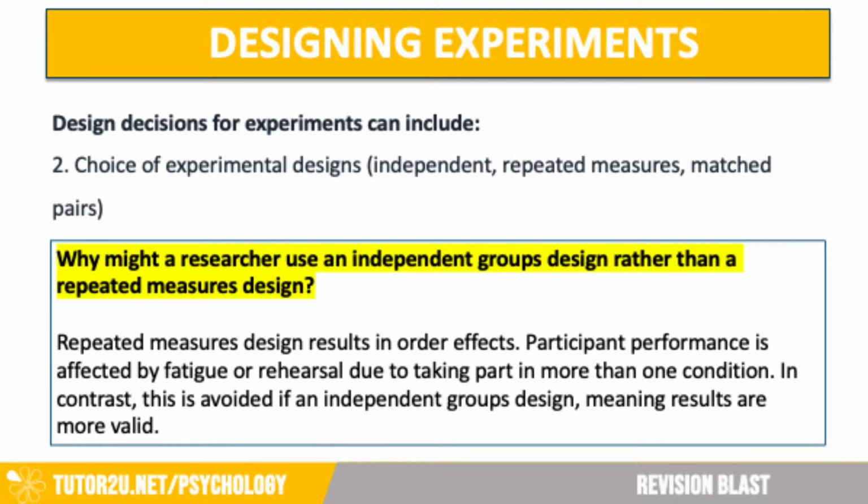You're absolutely right. So order effects obviously occur in a repeated measures design because all the participants are doing all of the conditions. So we have said the same thing. Repeated measures design results in order effects. Participant performance is affected by fatigue or rehearsal due to taking part in more than one condition. In contrast, this is avoided in an independent groups design, meaning results are more valid. Thank you for your contributions there.